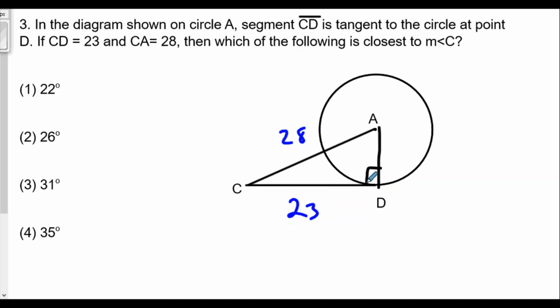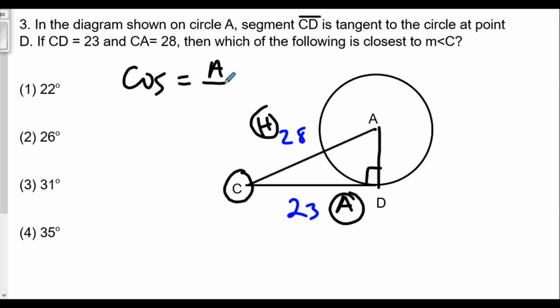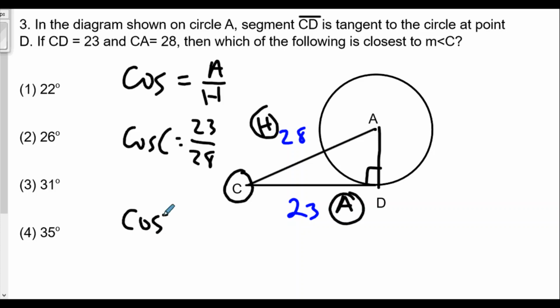So to do this, we're looking at angle C, we have the leg adjacent and the hypotenuse of the right triangle. That would mean we're doing the cosine of the angle. So cosine is adjacent over hypotenuse. So we're going to do cosine of angle C is equal to 23 over 28. Now, to find the angle measure, we just use the inverse trig function, cosine inverse of 23 over 28.